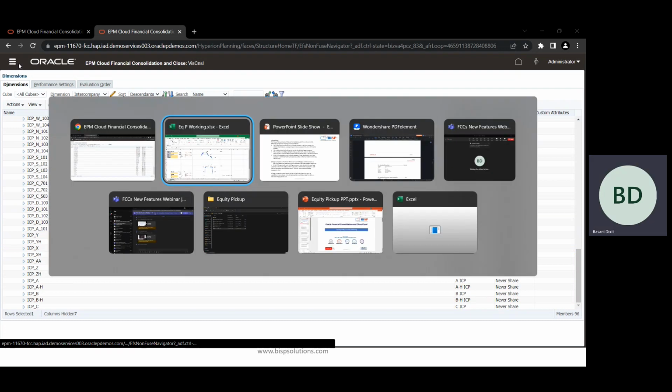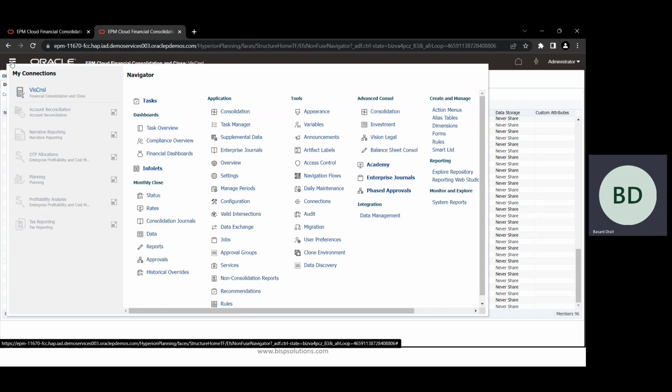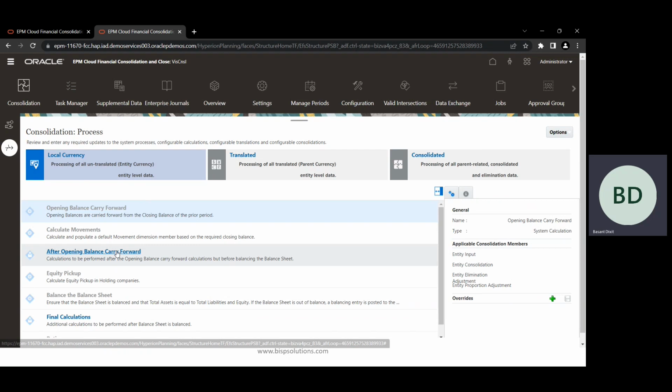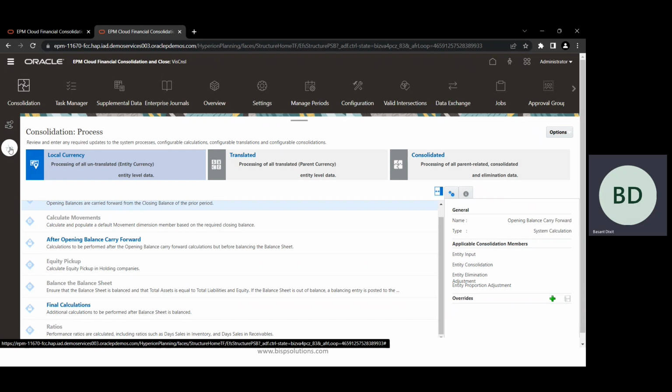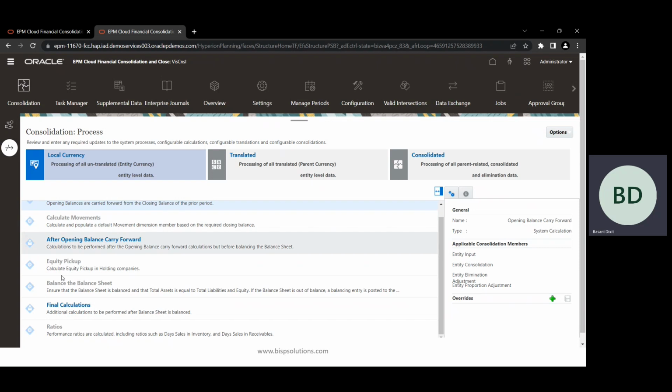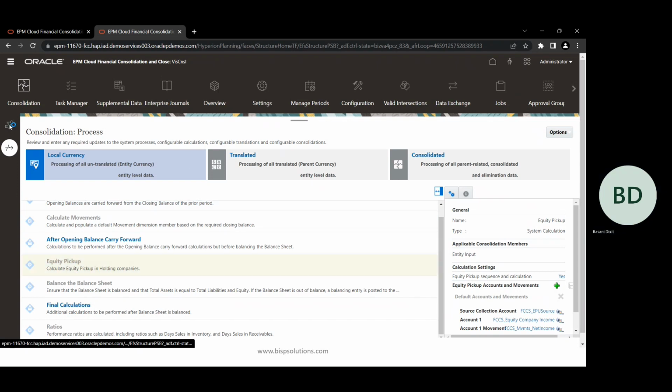So let's go and define our ownership structure. Go to consolidation in the navigator. And one more thing before we define the ownership, we have to make sure that in the process tab, we go to local currency, and in local currency you can see we have to take yes in the equity pickup.